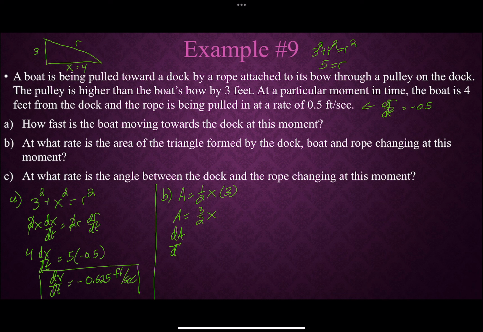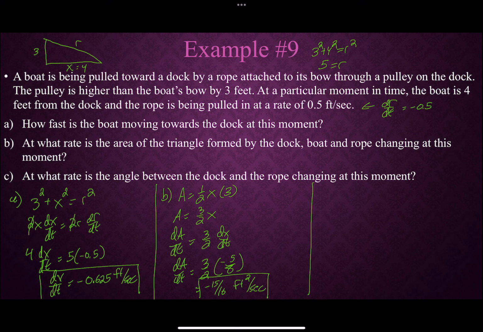So we take our derivative, A becomes dA/dt, x becomes dx/dt. 3/2 is still there, so our dA/dt is going to be 3/2. Now that negative 0.625 is really a negative 5/8, so we can fill it in like that. We can see we're going to get a negative 15/16. And it'll be feet squared per second. We're talking about a rate of change of an area. Which again, it makes sense that the triangle is getting smaller. It's getting smaller and smaller, the overall shape being created between these two.